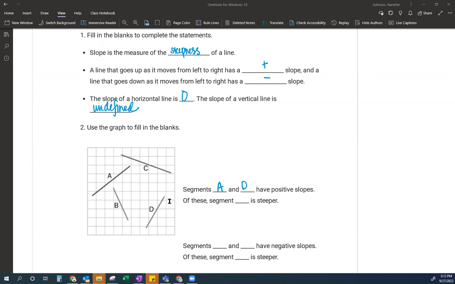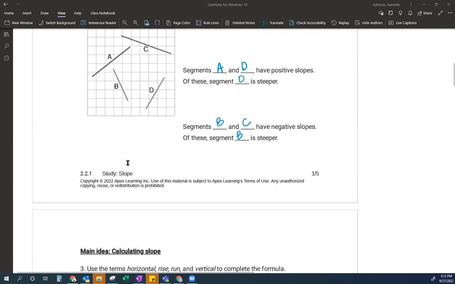Of these two lines, which one is steeper? Like which one would it be harder to run up the hill, right? Probably this one, right? D. Okay. Segments, that means the other two, B and C, have negative slopes, and segment B is definitely steeper because if I went down this hill like on a skateboard, that'd be scary.